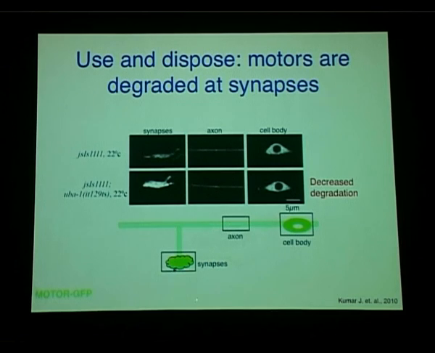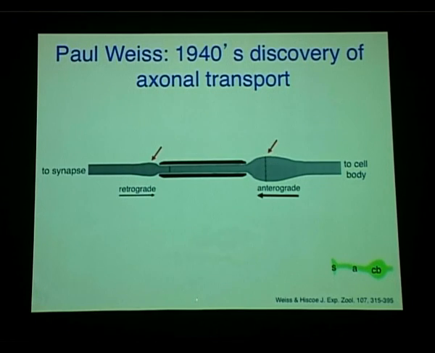So we were able to address this directly, in part driven by the genetics that we had already done. We asked this directly by using a temperature-sensitive ubiquitination mutant. When we reduced degradation in the entire animal and looked at the wild type motor, we could see that motor levels increased only at synapses, not in any other place, showing clearly that motors that came to the synapses were degraded.